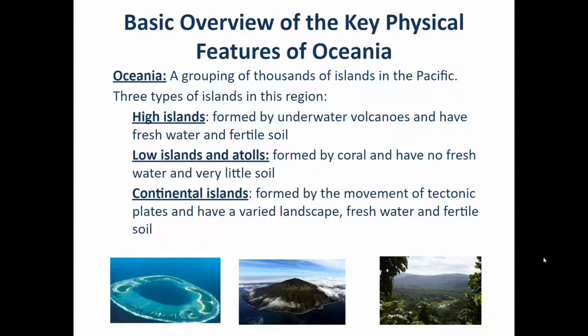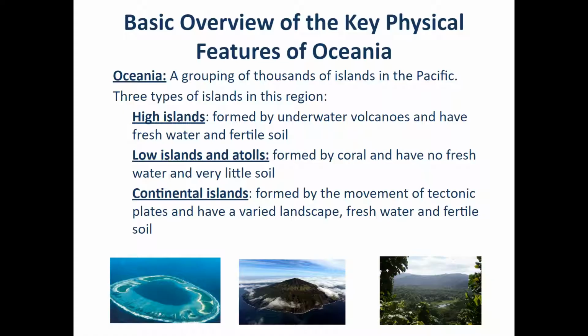So, basic overview of the key physical features of Oceania. Oceania is a grouping of thousands of islands in the Pacific. And there are three types of islands in this region. There are high islands, which are formed by underwater volcanoes. They have fresh water and fertile soil, right? There are also low islands and atolls. These are formed by coral, and they have no fresh water and very little soil, right? And then there are continental islands, and they are formed by the movement of tectonic plates, and they have a varied landscape, fresh water, and fertile soil, and they're much bigger, right?